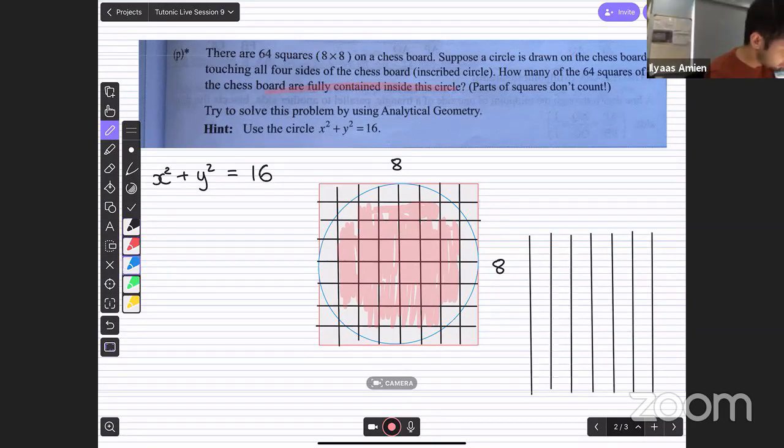See, the key word here is fully contained. There's something that we have to realize here. Fully contained, does that not mean those half squares? Can we not count those? No, it's only the full squares. Oh. Wow.